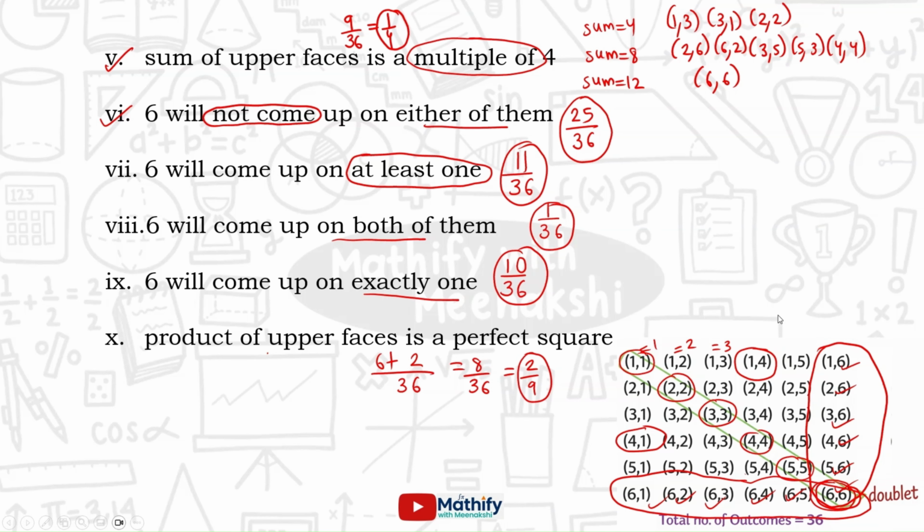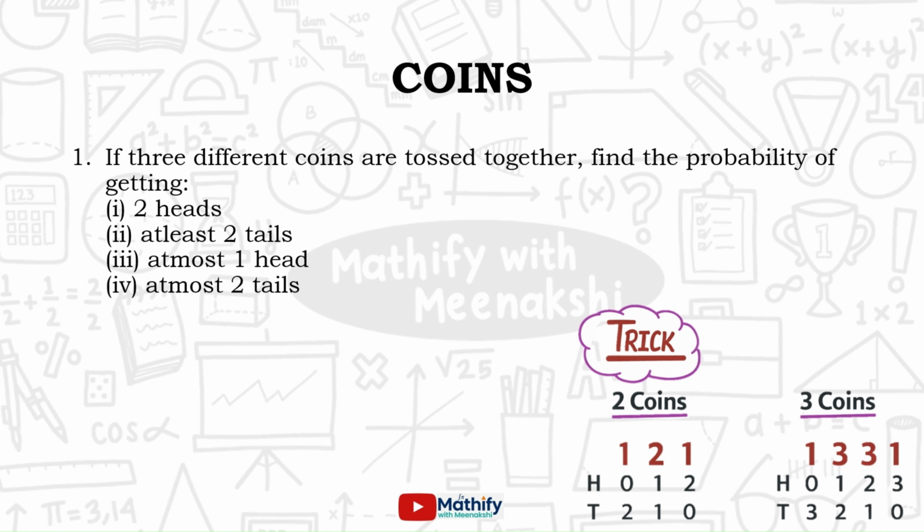Now let's move to the next topic. Coins. If three different coins are tossed together, find the probability of getting... So first I will write the total outcomes like this, and the other I will fill with a different one. Like here H, then I will fill with T. This is T, so I will fill H. So in total we have 8 outcomes. So in the denominator, 8 will come for all the parts.